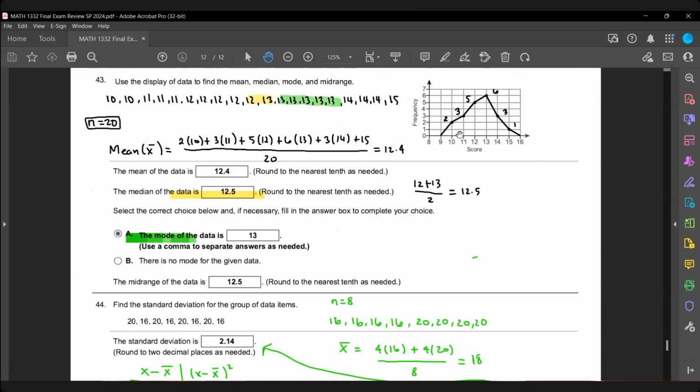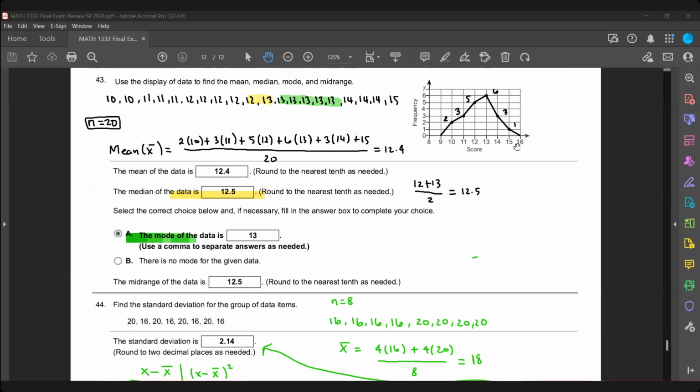43. They're giving us a line plot, and they want us to find the mean, median, mode, and mid-range. Notice that I took the line plot, and the dots indicate that there are 2 10s, 3 11s, 5 12s, 6 13s, 3 14s, and 1 15. I wrote that list down. I counted there were 20 data items.